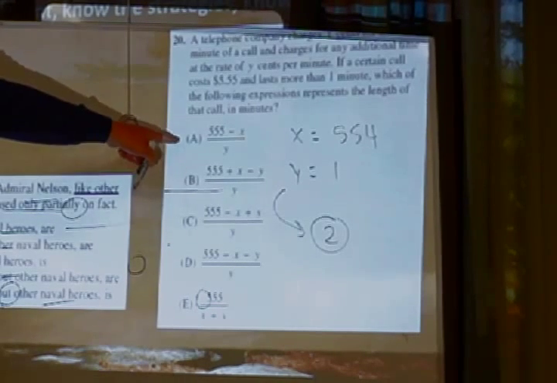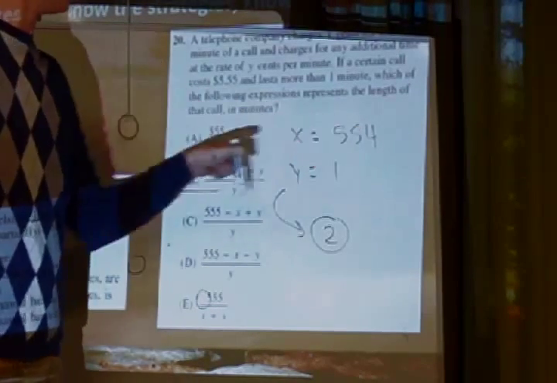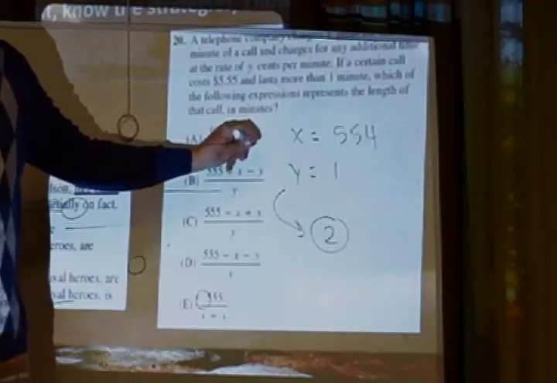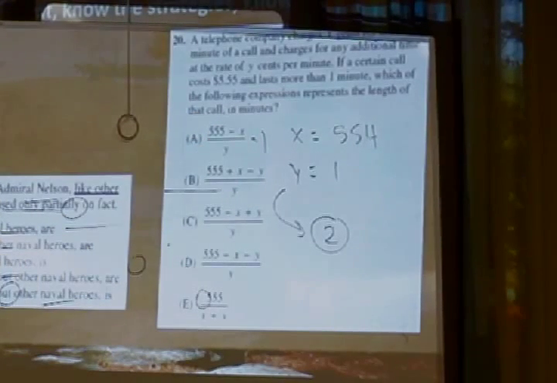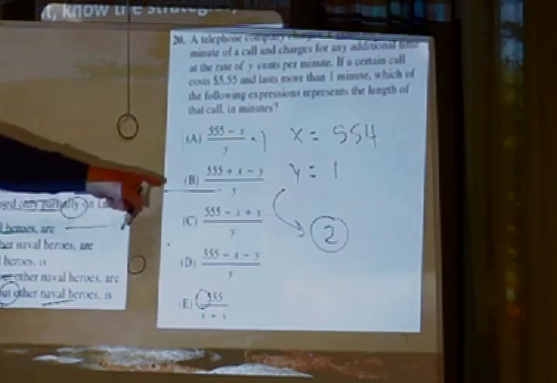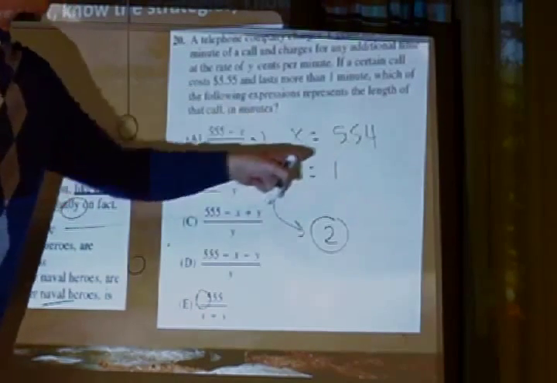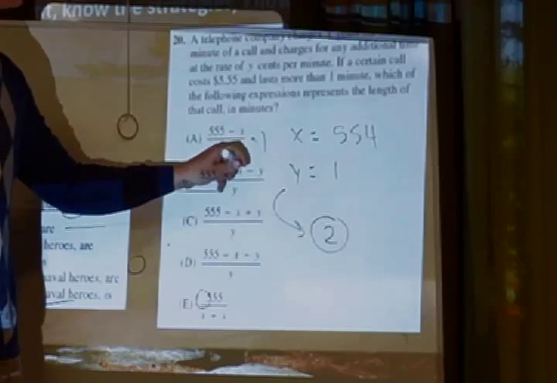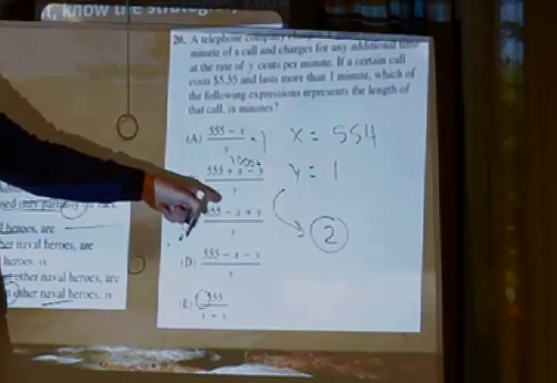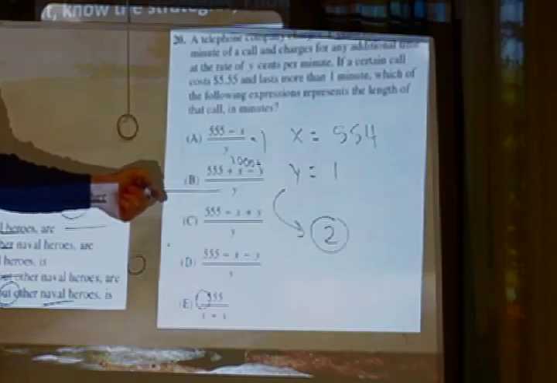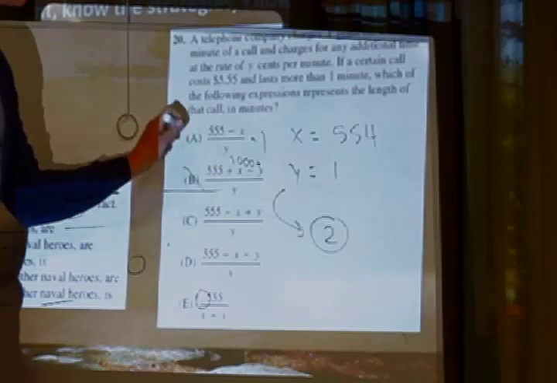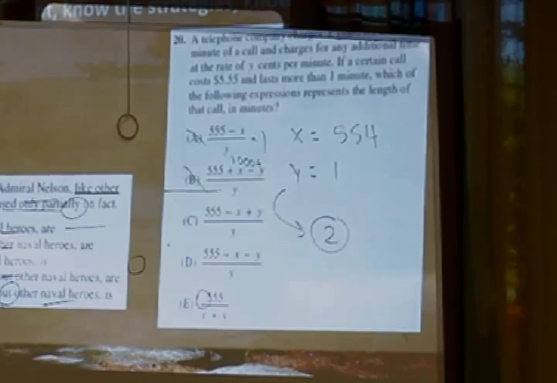So this one, 555 minus 554 is 1, divided by 1 equals, close. But close only counts in horseshoes and hand grenades. What about B? 555 plus x, that's like 1,000 something. Minus 1 doesn't even really matter, divided by, is this going to be 2? Do I even need to do the rest of this? As long as I know that it's not the answer, I don't need to continue.